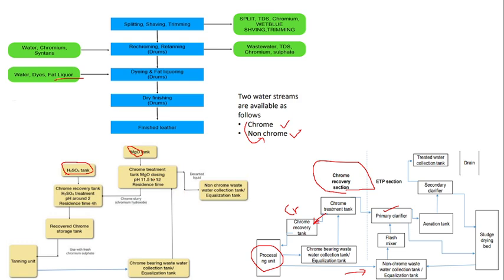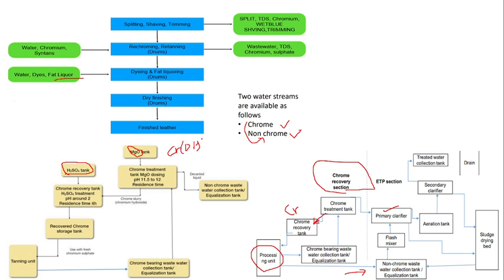First, in the chrome treatment tank, we add the MgO in a particular dosage. For this much volume of the chrome waste stream, this many kg of MgO is added; there is a ratio. The main aim of this chrome treatment tank is to bring the pH to 11.5 to 12. The pH should be above 11.5. That is the condition. What happens here is that once the chrome waste stream is mixed with the MgO, it forms chromium oxide.